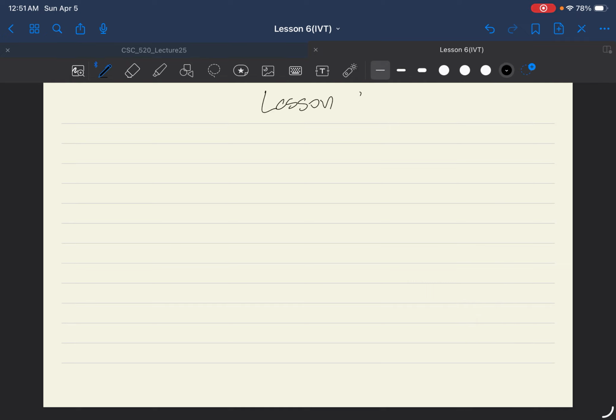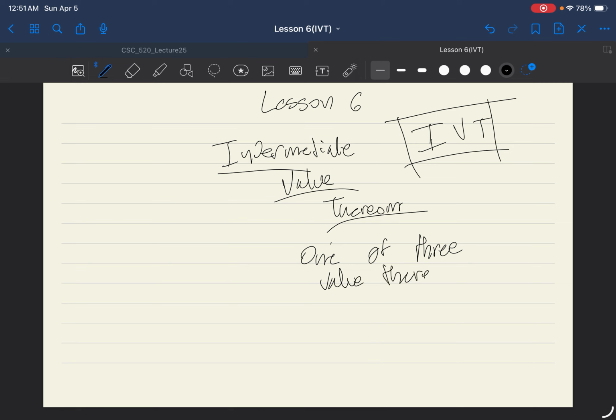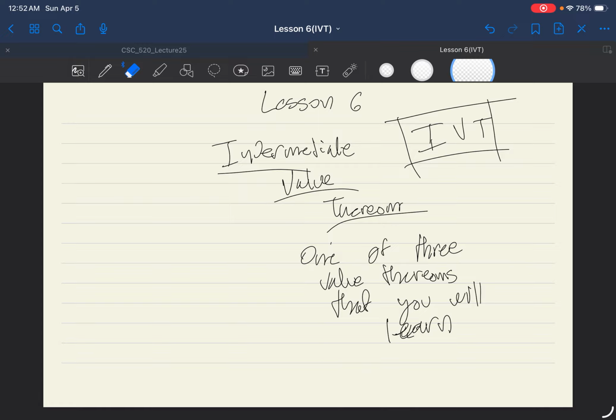Lesson 6, intermediate. You'll have to forgive my handwriting here. Theorem. Intermediate value theorem, or as we call it, IVT. Incredibly important. It is one of 3 value theorems that you will learn. All right, let's get into it.